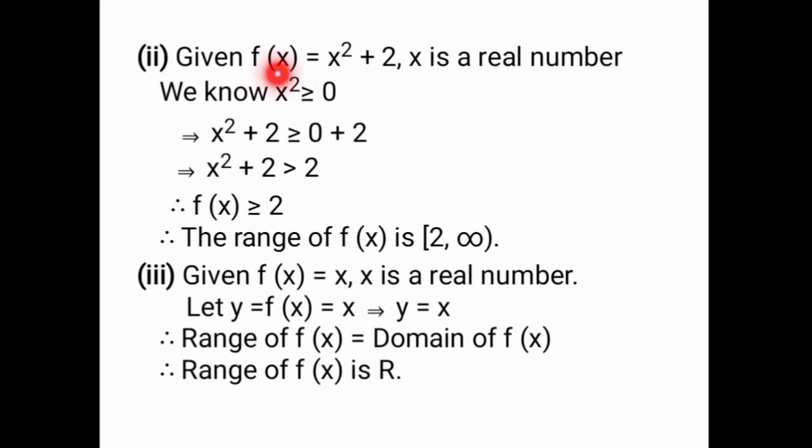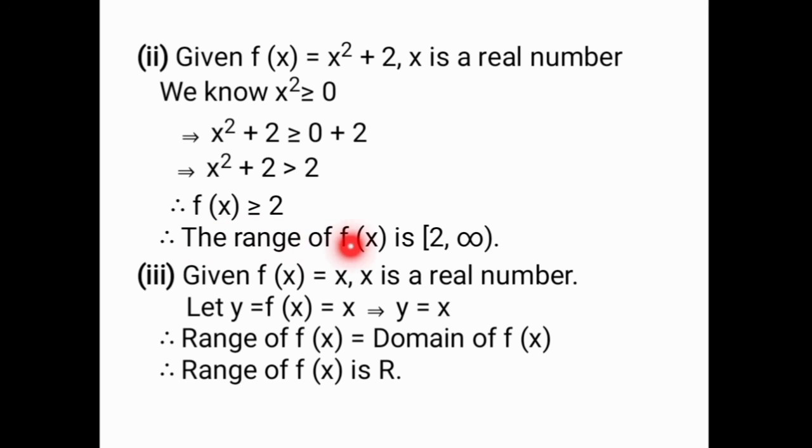Second question, f of x equal to x square plus 2, where x is a real number. We know that x square is greater than or equal to 0. Whether x is a positive or negative number, if you multiply it by itself you get a positive answer only. Minus into minus is plus. So x square plus 2 is greater than or equal to 0 plus 2. Therefore f of x is greater than or equal to 2.